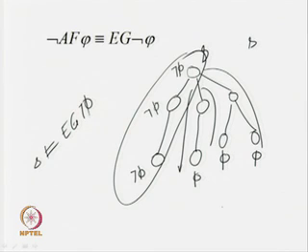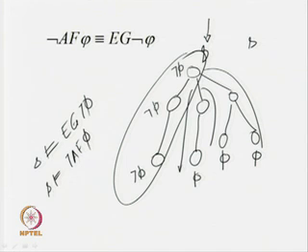Similarly, you will find that in this particular state S, not of A F phi holds. Basically, we are getting one path where in future phi is not true, so not of A F phi is true in this state. Like that, in this particular state these two formulas are equivalent, both are true.